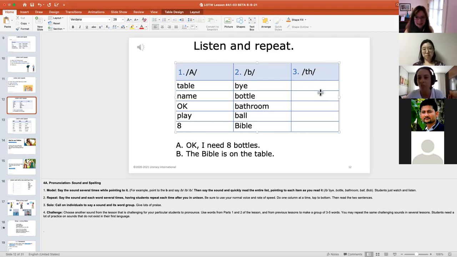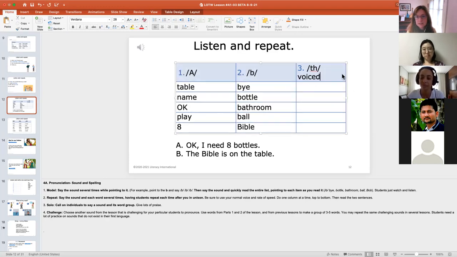And there are two different TH sounds in English. There's the TH voiced sound. And voice just means when you say it, your throat is vibrating. And then there's also one that's called the TH unvoiced, which your throat doesn't vibrate. It's just air.